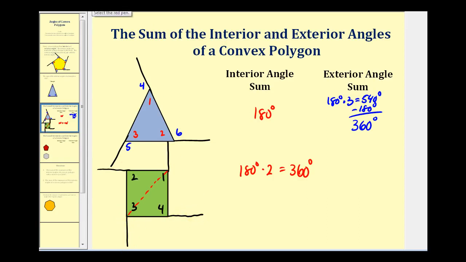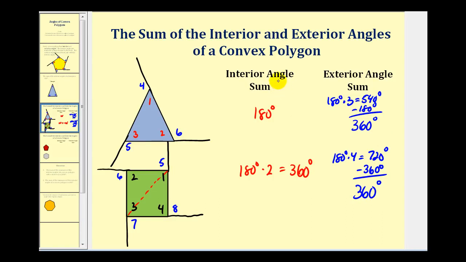So if we label the interior angles and the exterior angles, the interior and exterior angles make up 4 linear pairs. So the total sum would be 180 degrees times 4. It's going to be 720 degrees. And if we subtract out the sum of the interior angles, which is 360 degrees, we would have 360 degrees as the sum of the exterior angles.